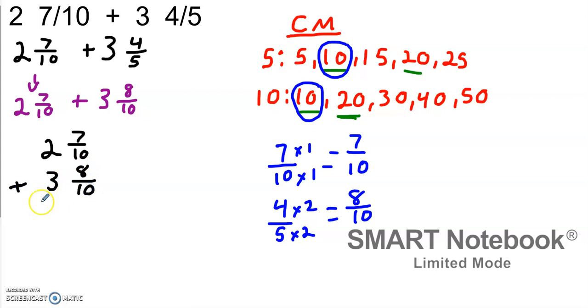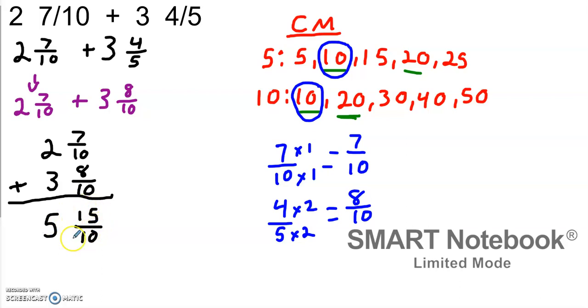Just like we would standardize add. Since both my denominators are 10, I could just add the numerators. So 7 plus 8 is 15, so I have 15 over 10. And then I add 2 plus 3, which is 5. So my solution is 5 and 15 tenths.